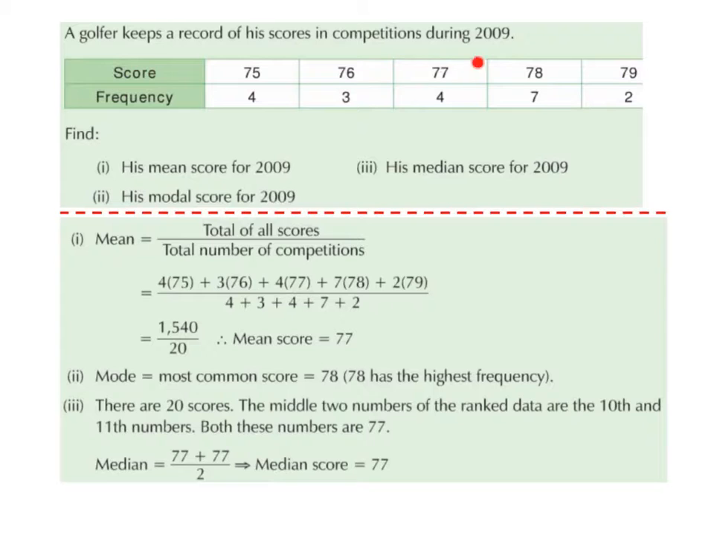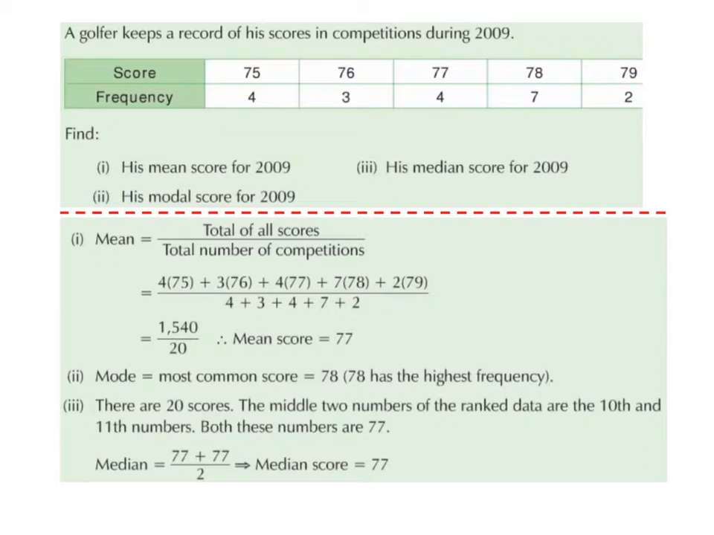So the top row is the score, and the bottom row is the frequency, the number of times that the score occurred. We want to find his mean score for 2009, his modal score for 2009, and his median score for 2009. So part 1, his mean.